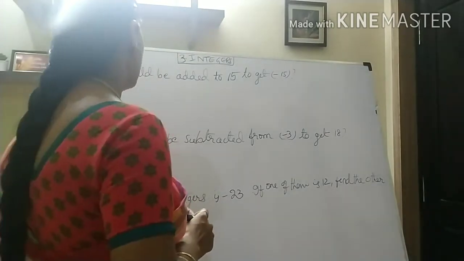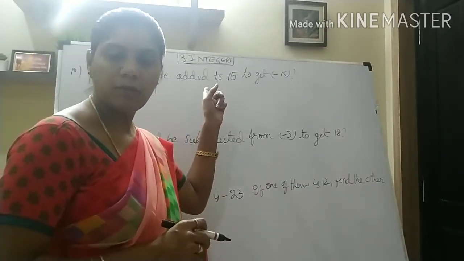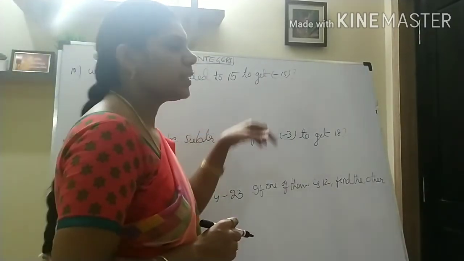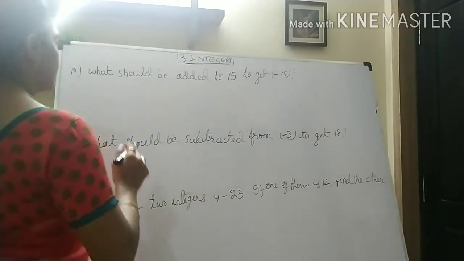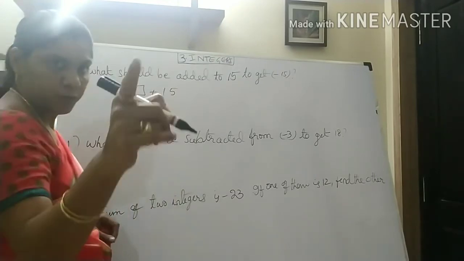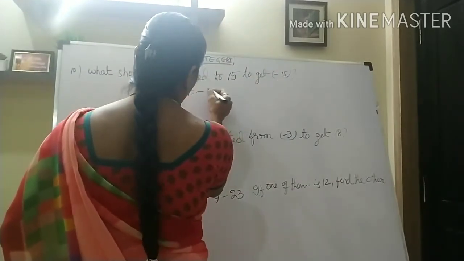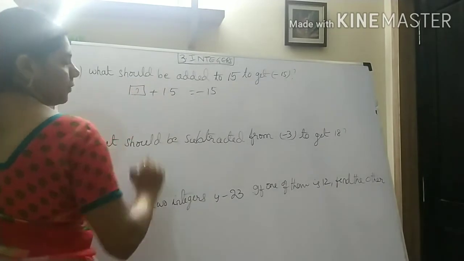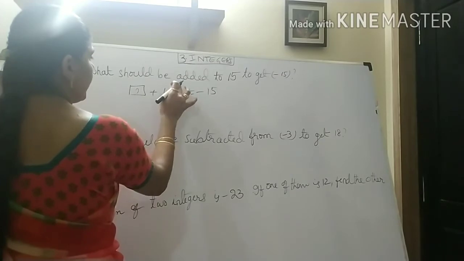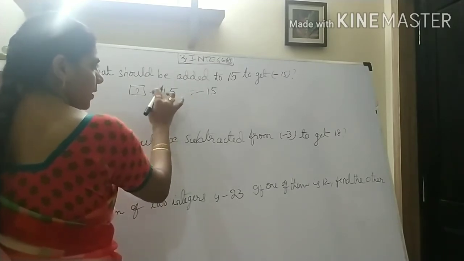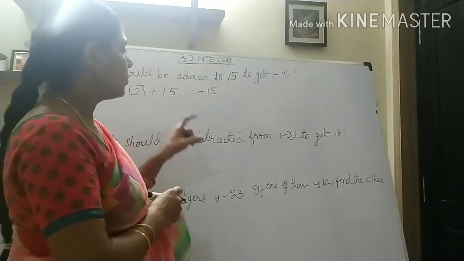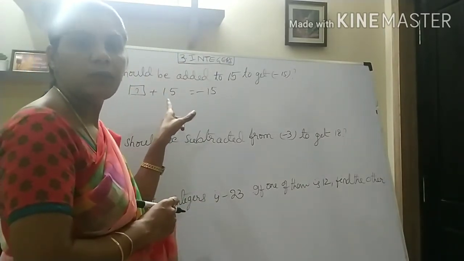Okay, see word problems, remaining word problems in your exercise 3B. See, what should be added to 15 to get minus 15? So something we have to add to 15. What we are getting here? Result is minus 15. So this is the question mark, we don't know this number. What we have to do? Simply we will send this known number to the other side of this equation, so that we can find out this unknown number.